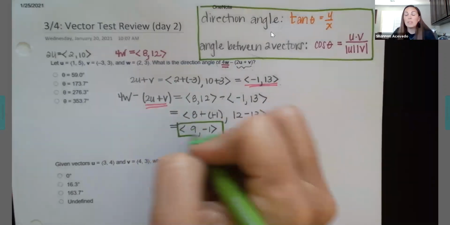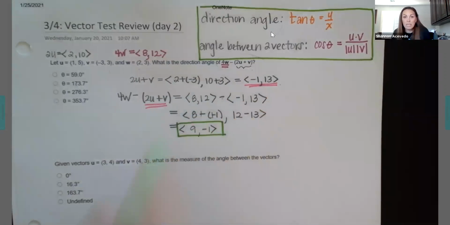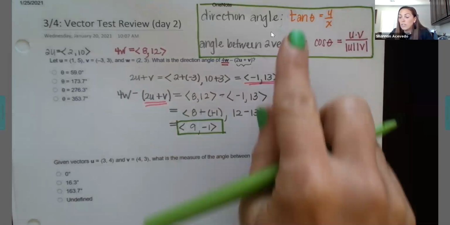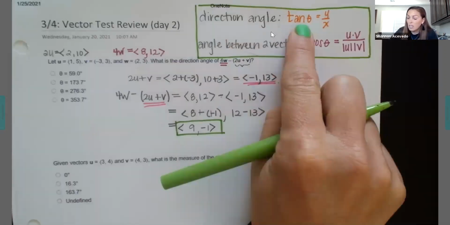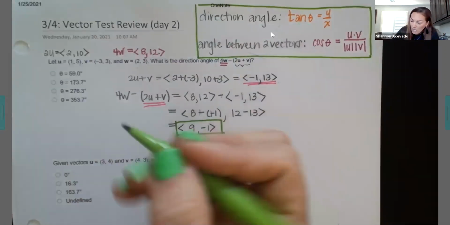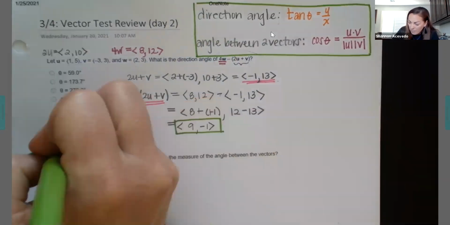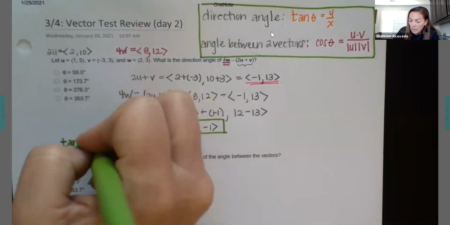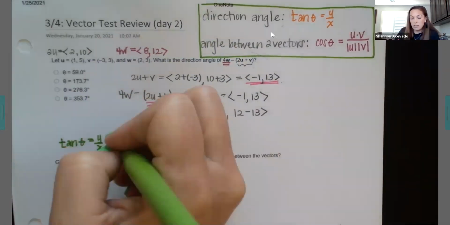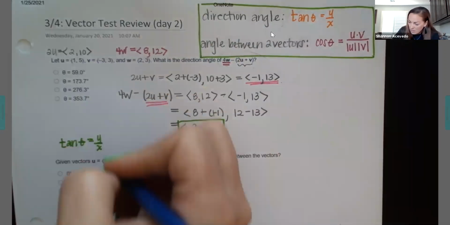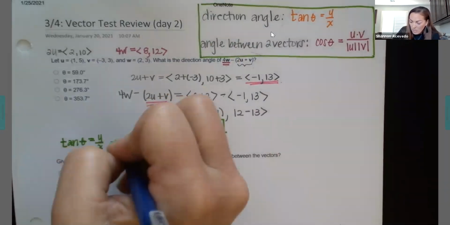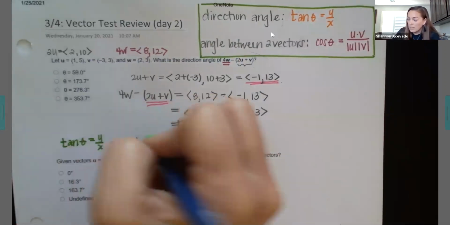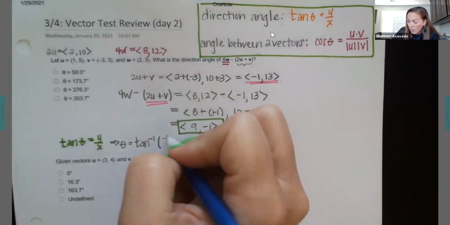That doesn't tell me the direction of the angle. I need to figure that piece out. Based on this vector, if we're talking direction of the angle, we're using our tangent. So I know tangent of theta is y over x. So my theta is going to be tangent inverse of my y, which was negative 1, all over 9.